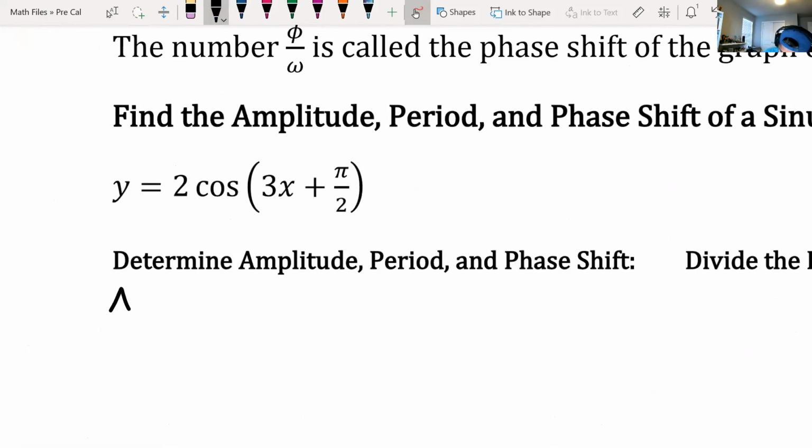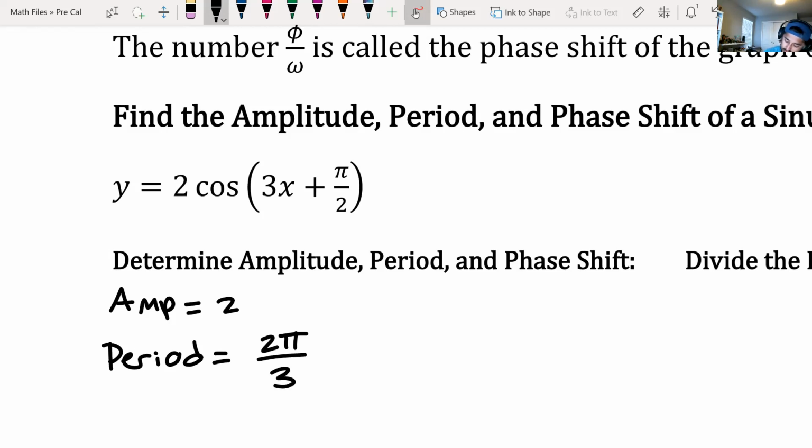What is the period of this function? Two pi over 3. There you go. And now let's find the beginning phase shift and the ending phase shift.